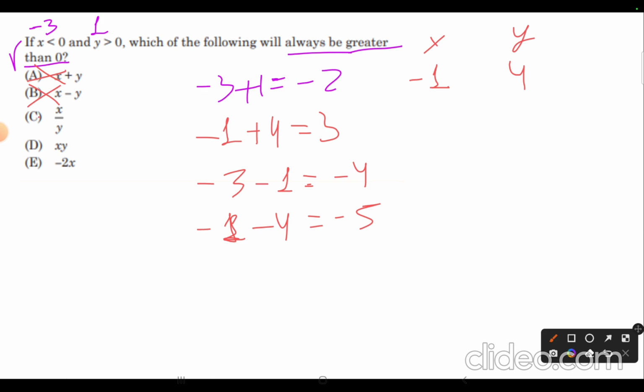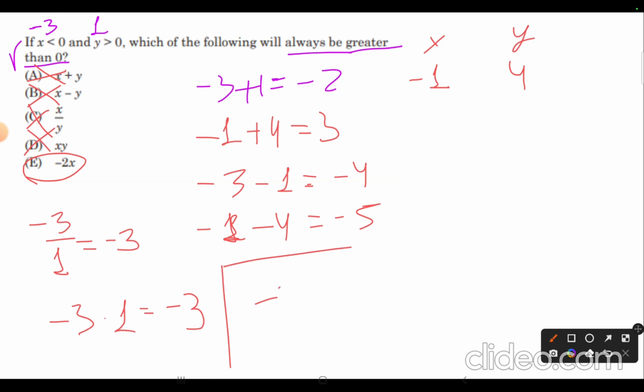And for C, x, -3 and y, for example, 1, we have something negative. Negative divided by positive will always be negative. No. And for D, something negative multiplied by something positive, we have negative. No. And that's why it will be E, because -2 times something negative, -3 in our case, we have positive. That's why the answer is E.